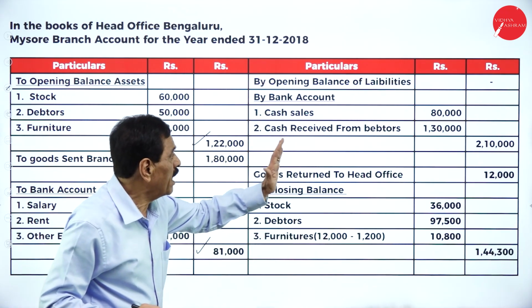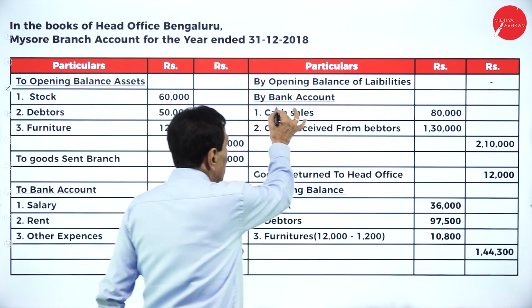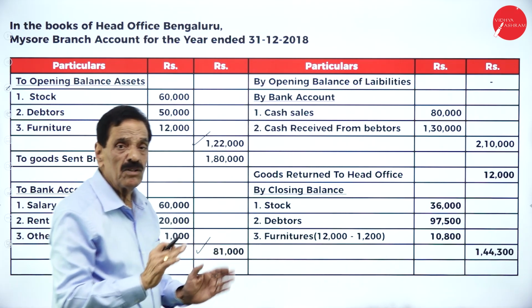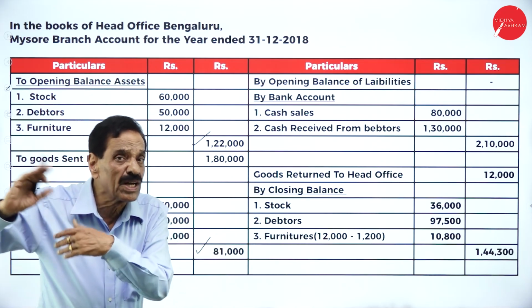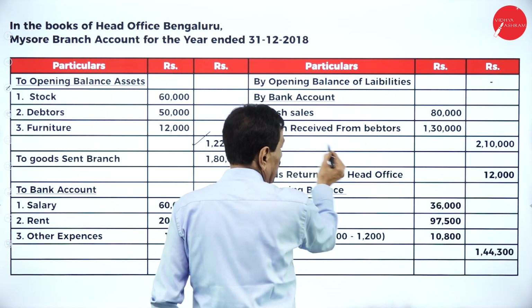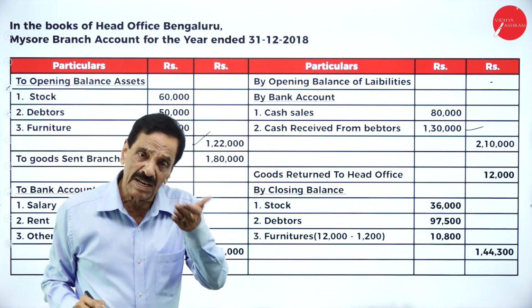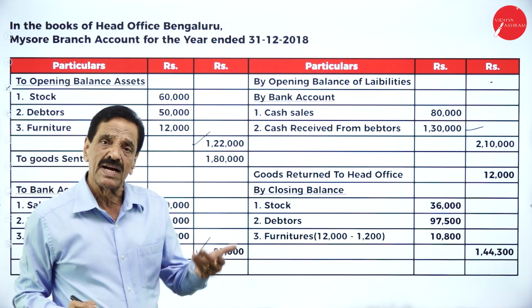By opening balance of liability, there is no opening balance of liability. Come back. By bank account, this is the amount remitted by the branch to the head office. One is the cash sale, one is the cash received from debtor. Totally 2,10,000 is remitted by the branch to the head office.